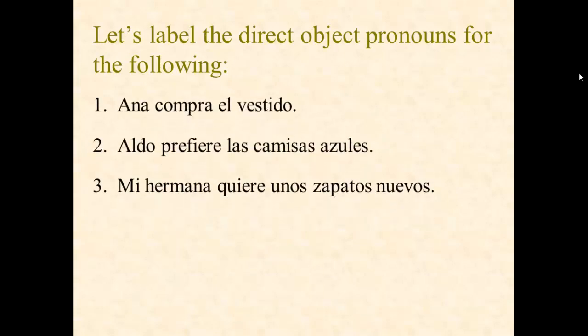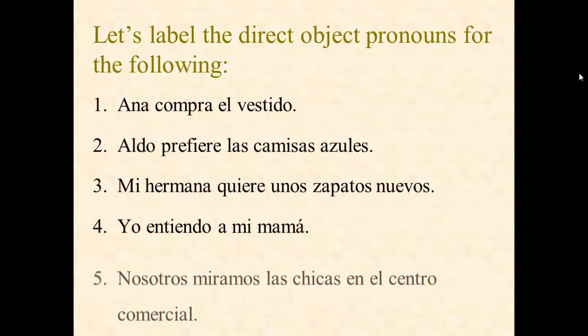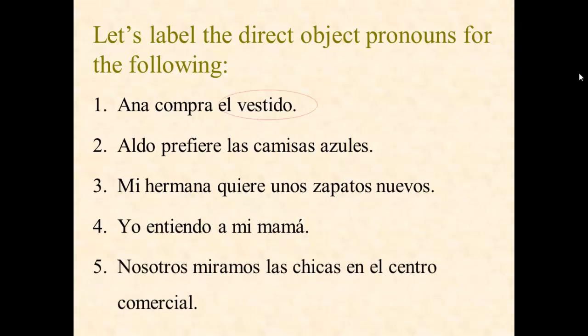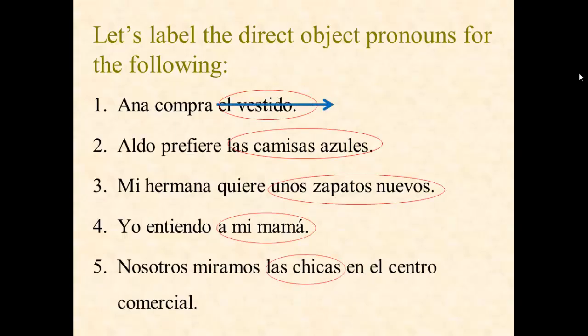We just labeled the direct object pronouns for the following. So here are the 5 sentences we've been talking about. We've identified the direct object pronouns in each sentence. Then we went back and labeled the direct object pronouns for each sentence. So we figured out the pronouns for each sentence.